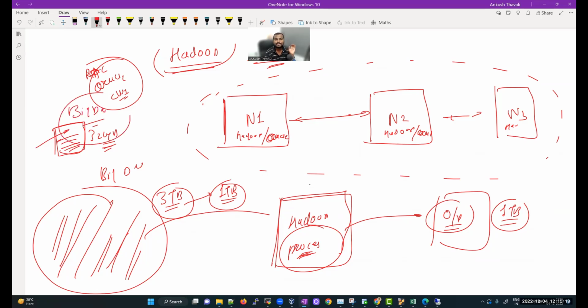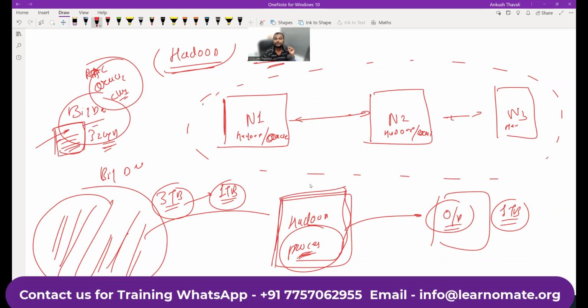And what is the solution for that big data? Hadoop. Hadoop provides you a solution to process this huge amount of data. And after the processing, you will get meaningful data that you are going to use for your business purpose. Till now, able to understand? Yes.